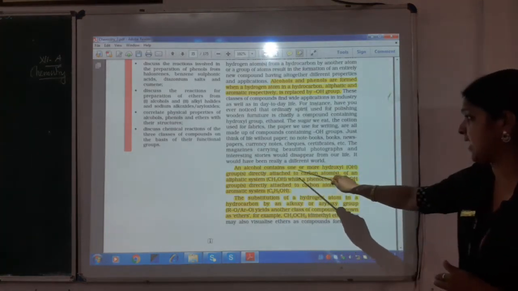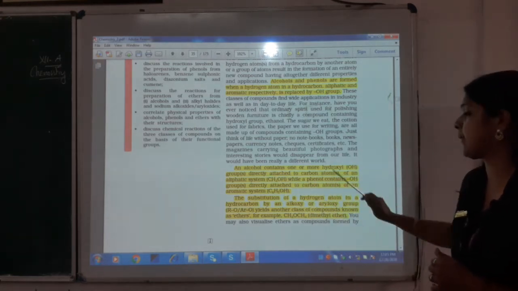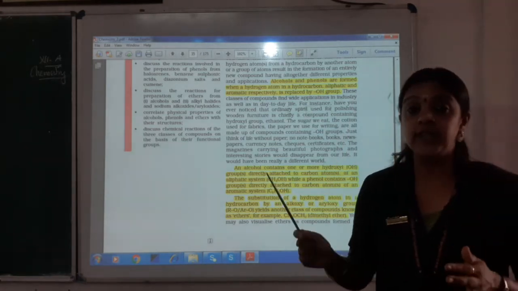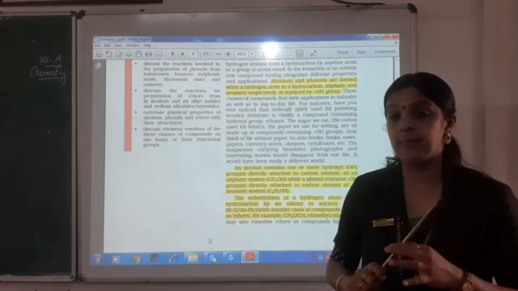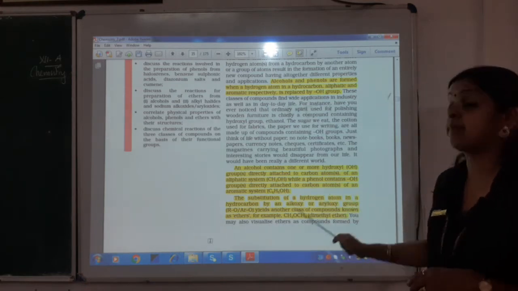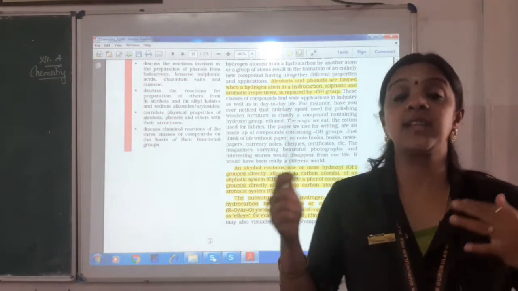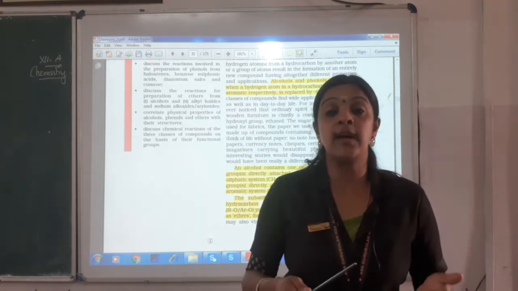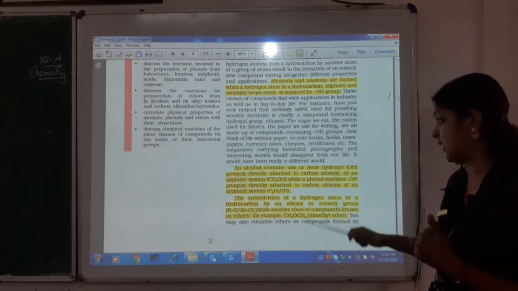An alcohol contains one or more hydroxyl groups directly attached to the carbon atoms of an aliphatic system. If it is an alcohol, definitely the OH group is attached to a carbon atom in an aliphatic compound. If it is a phenol, the OH group is attached to the carbon atom of an aromatic system. We have a difference between aliphatic and aromatic. In aliphatic, you know what hydrocarbons we have. In aromatic, we know what hydrocarbons we have. So these are alcohols and phenols.